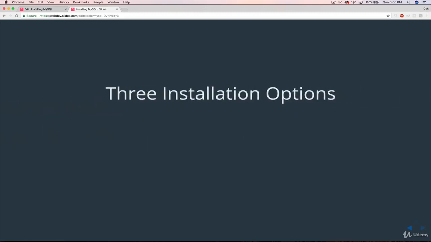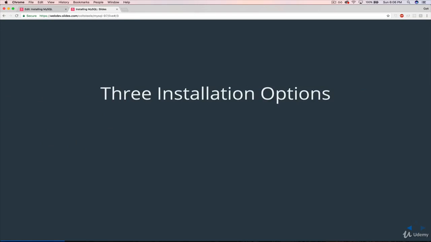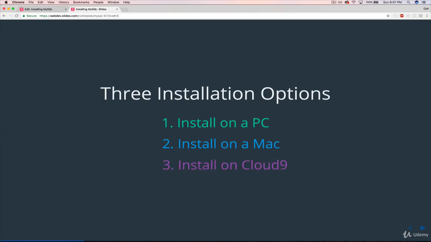So we have three options. The first one for installation is to install it on a PC. So if you have a PC, if you're a Windows user, you can follow those instructions. The next option, as you probably guessed, is that you can install it on a Mac. So if you're following along using a Mac, this would be a good choice for you. But there's also a third option, which is to install it using a service called Cloud9. So if you've taken my other course, you may be familiar with Cloud9. It's basically an online interactive development environment. In just a couple of videos, I'll go into some more detail about it.